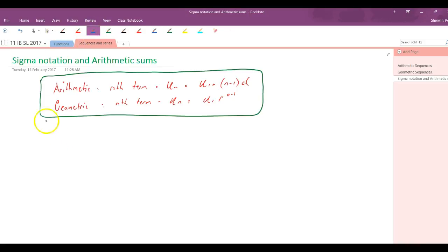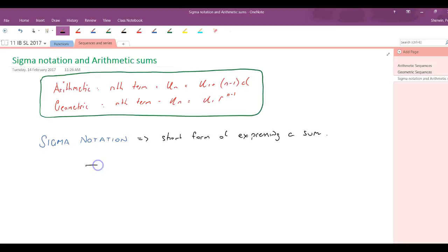But first, I'm going to introduce this sigma notation, which does look a little bit weird, I suppose. But we're going to understand it by having a little look at it now. Sigma notation is basically a short form of expressing a sum, or a shortcut of expressing a sum. So let's have a look.